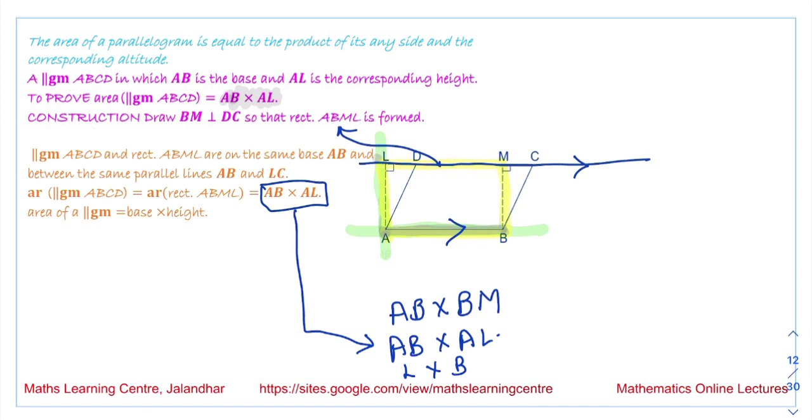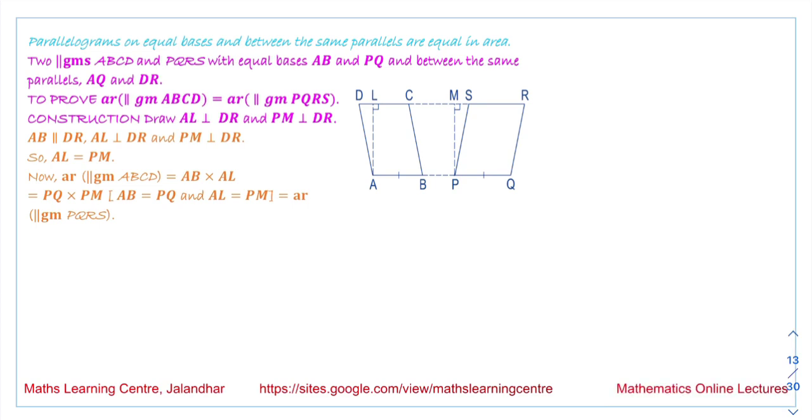Now in this next question, we have to prove that parallelograms on equal bases and between the same parallels are equal in area. We are talking about two parallelograms. One is ABCD and the second is PQRS. It is given that their bases AB and PQ are equal, and they lie between the same parallel lines. This is DR and this is AQ. In these parallelograms, AB and DR, and PQ and DR, are the two parallel lines we are talking about.